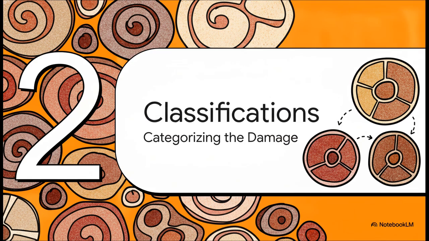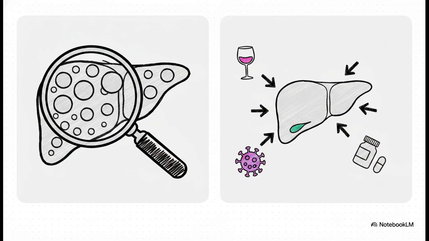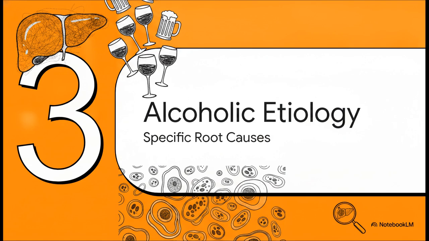Moving on to Section 2, Classifications of Cirrhosis. Medical professionals use two primary pathways to classify cirrhosis. On the structural side, we have morphologic classification. This looks strictly at the physical shape and size of the damage, breaking it down into micronodular cirrhosis, macronodular cirrhosis, and mixed cirrhosis. But conversely, we have etiologic classification. Rather than looking at the physical shape of the damage, this categorizes the disease based purely on its specific underlying root causes. Which brings us to Section 3, Alcoholic Liver Disease Etiology.